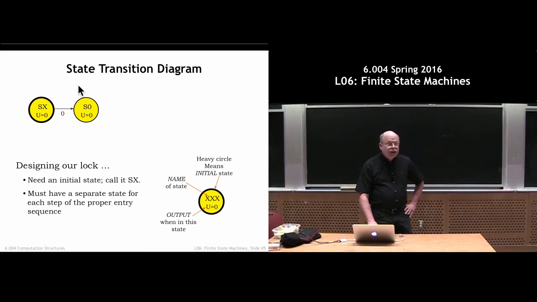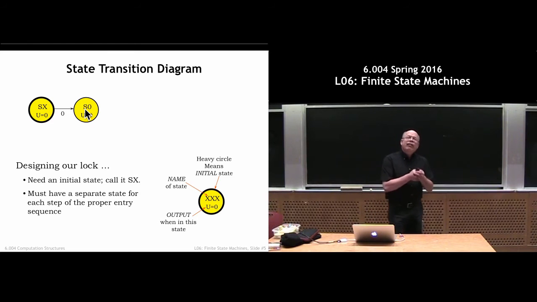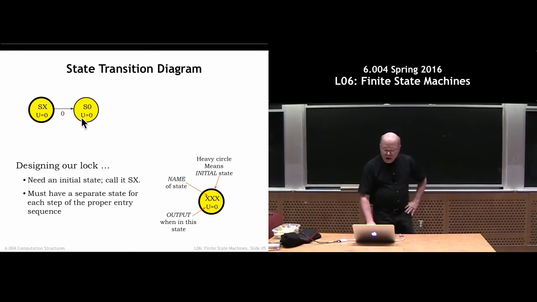First, this is another state, a different state, because it has a different name than the first state. It's S0. S0 is the state that represents what happens when the user has put in the first 0 in the combination. So we've seen one bit of the combination, we've seen that 0, and so it's not going to unlock yet because we have yet to see all the bits of the combination. And we transition from the SX to the S0 state if the user inputs a 0.